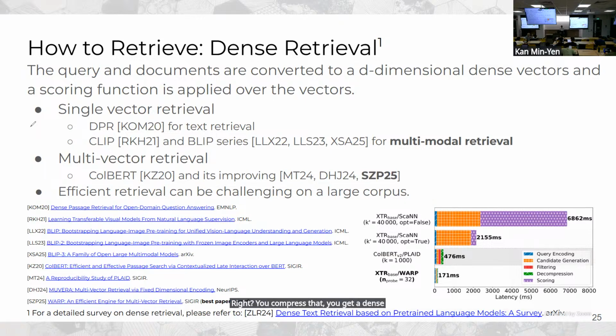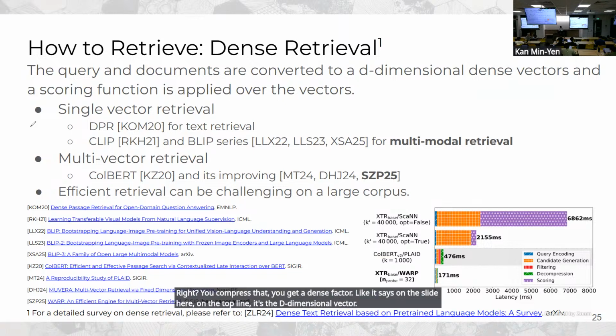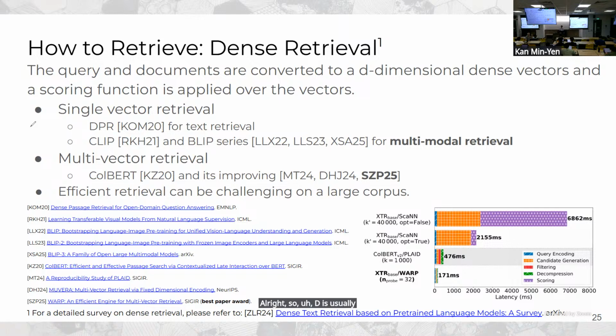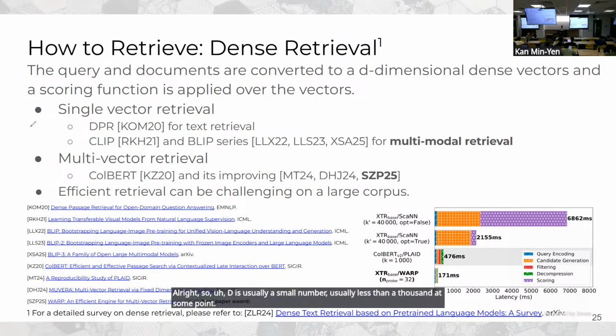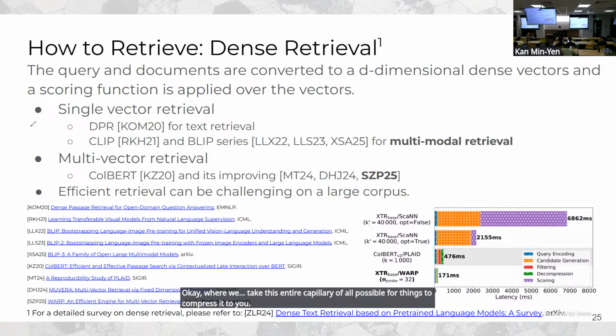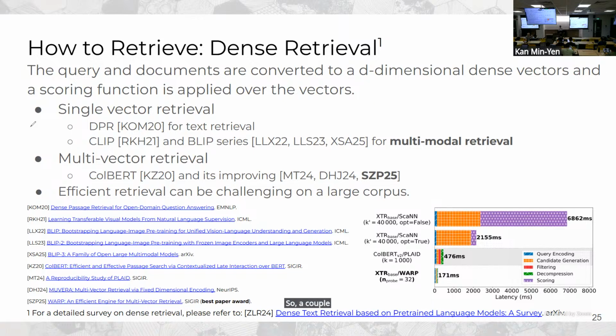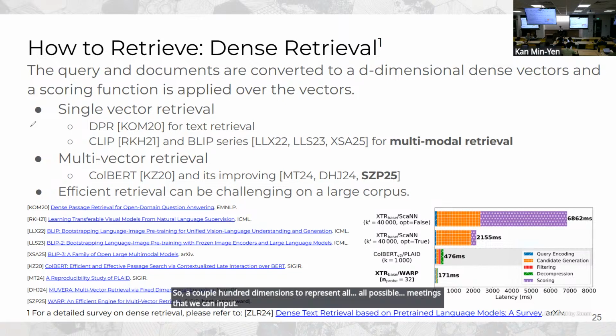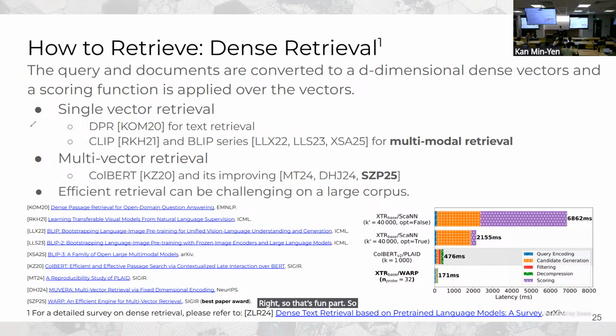A dense vector, like it says on the slide there, on the top line, it's a d-dimensional vector, right? So d is usually a small number, usually less than 1,000, something like that. Where we take the entire vocabulary of all possible tokens and compress it to that number of dimensions, right? So a couple hundred dimensions to represent all possible meanings that we can input, right? So that's one part. So sparse and dense have various properties among them.